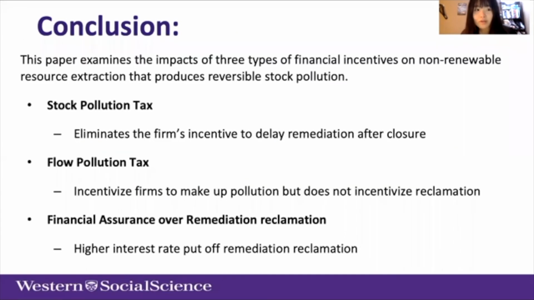In conclusion, this paper examines the impacts of 3 types of financial incentives on non-renewable resource extraction that produces a reversible stock pollution. Let's recap these 3 policies. The first one is the stock pollution tax, and the author finds that it eliminated the firm's incentive to delay redemption after closure. Another policy is from China, which is the flow pollution tax. It incentivizes the firm to abate the pollution, but it does not incentivize the redemption.